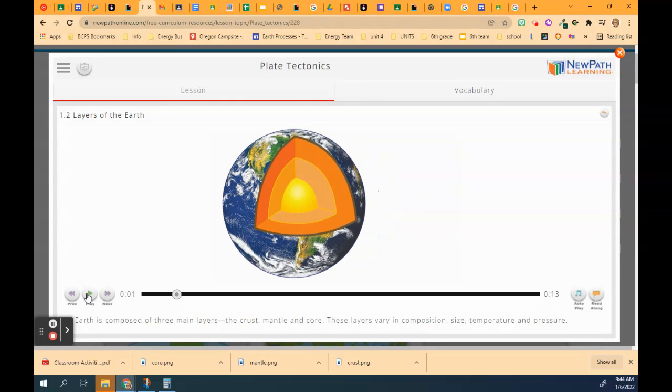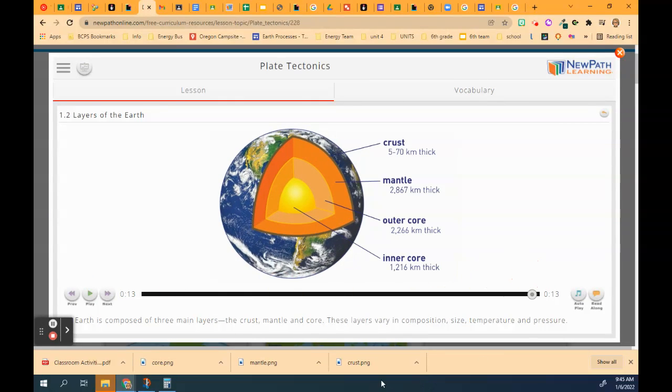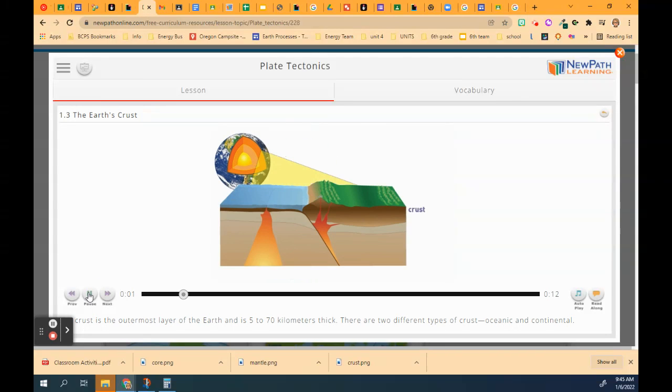Now, we're talking about the layers of the Earth, and we talked about that yesterday. So there's just a couple things that I wanted to add about the mantle and the inner core and the outer core. So, of course, the crust is where we live. The crust is the outermost layer of the Earth. Oh my gosh, it's the outermost layer. It's where we live. It's actually composed of two things.